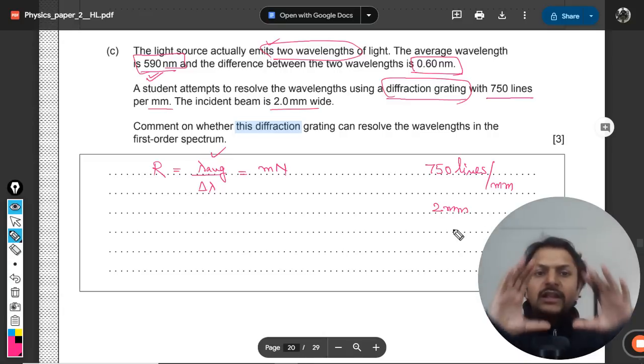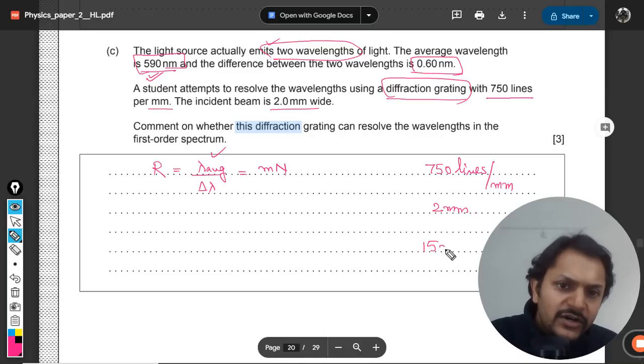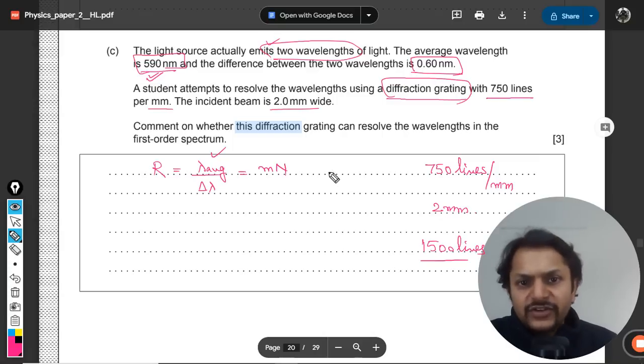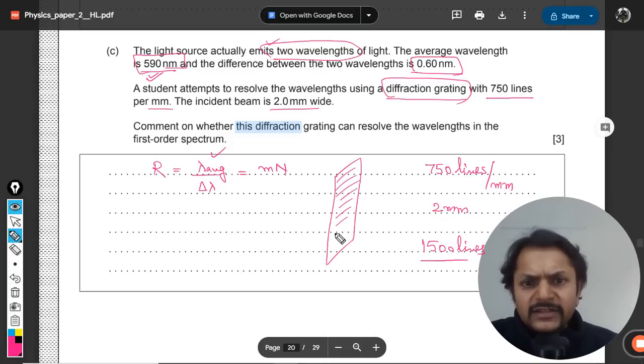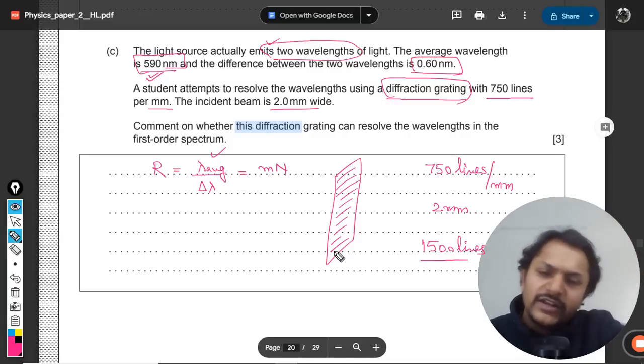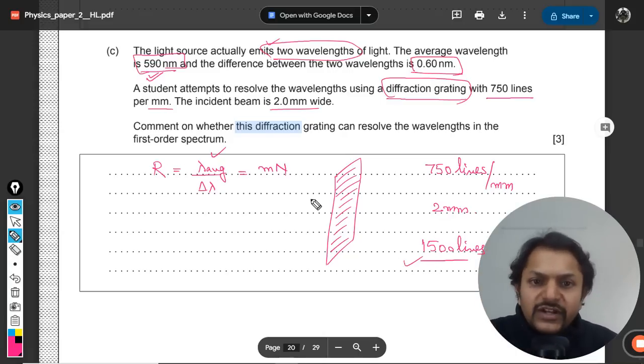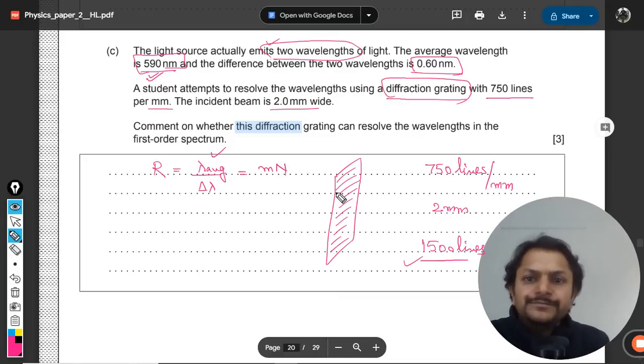So how many lines have been illuminated? Definitely it is multiplied by 2, so that will be 1500 lines. So 1500 lines are there in the diffraction grating. Let me explain this. Diffraction grating is somewhat like this, and there are these lines. These are all slits, like what we have done in the case of diffraction and interference just now. But earlier there were only two slits in the interference. Now there are 1500 slits, and these 1500 slits are creating this kind of a pattern.